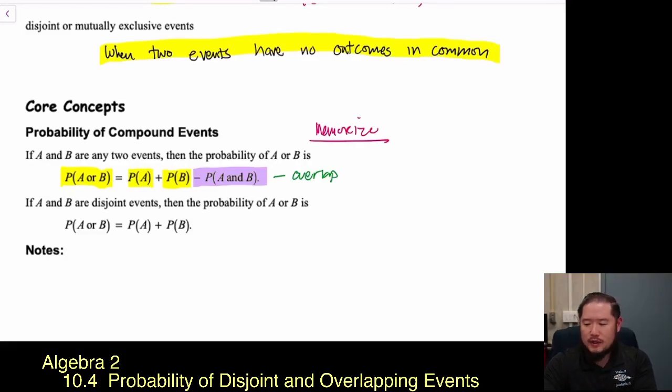In the second one right here, we use it if we have two events that are disjoint. Once again, we have probability of A or B, and then we just take the probability of event A and add the probability of event B to get our answer.